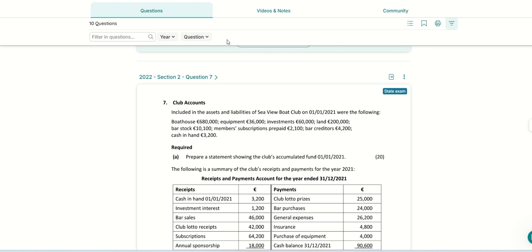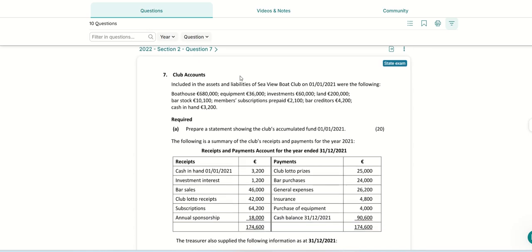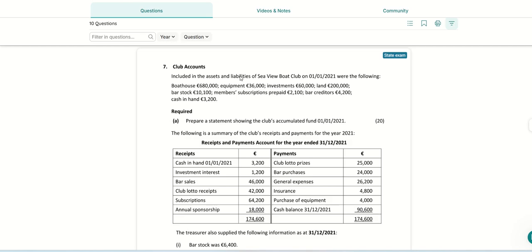Morning, everybody. Today we're looking at ordinary level club accounts and we're going to do the 2022 100 mark club account question. So, just to review the question before we make a start, the way the question is laid out is quite important. The top section of the club account, above the receipts and payments, gives us all the information from the start of the year.